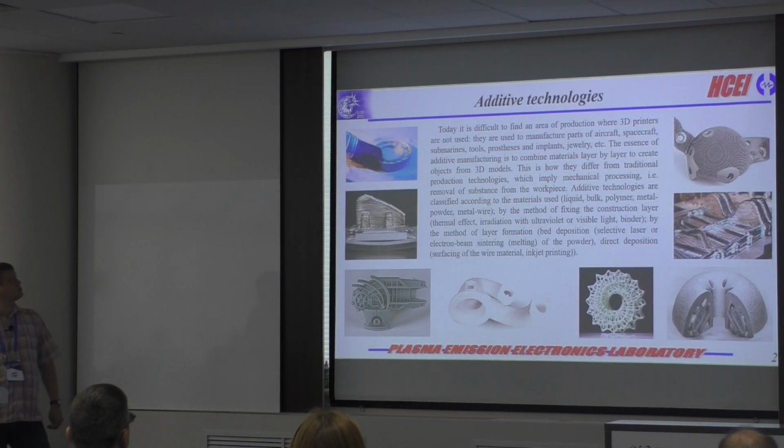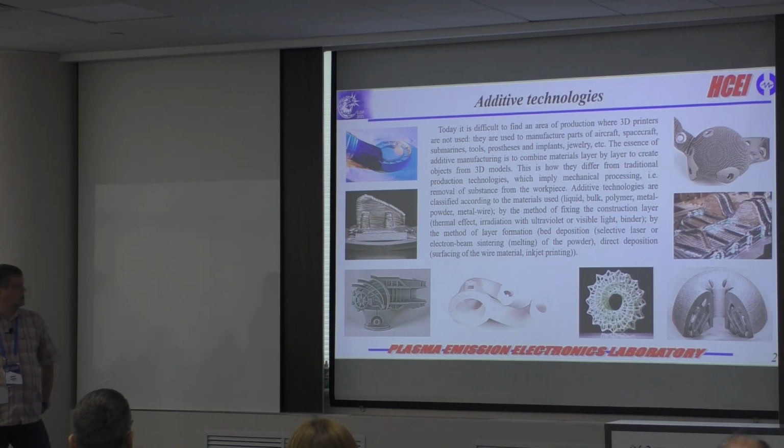And some words about additive technologies. Today it is difficult to find an area of production where 3D printers are not used. They are used to manufacture parts of aircraft, spacecraft, submarines, tools, prostheses and implants, jewelry, etc. The essence of additive manufacturing is to combine materials layer by layer to create objects from 3D models. This is how they differ from traditional production technologies, which imply mechanical processing, removal of substance from the workpiece.